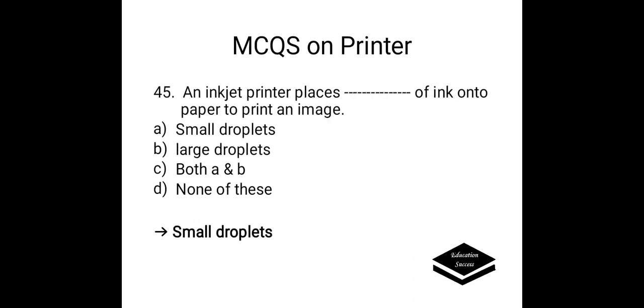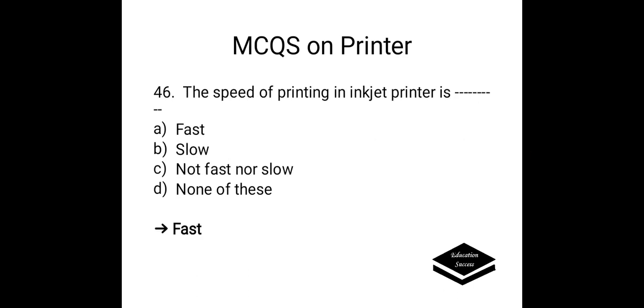An inkjet printer places dash of ink onto the paper to print an image. Options are A. Small droplets, B. Large droplets, C. Both A and B, D. None of these. Correct answer is small droplets. An inkjet printer places small droplets of ink onto the paper to print an image.